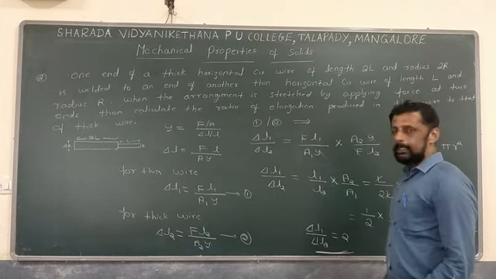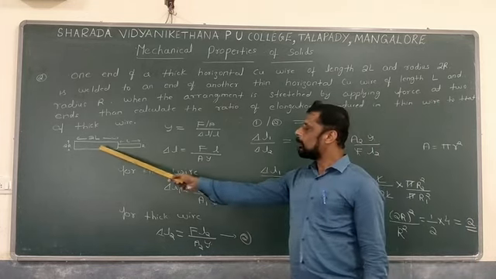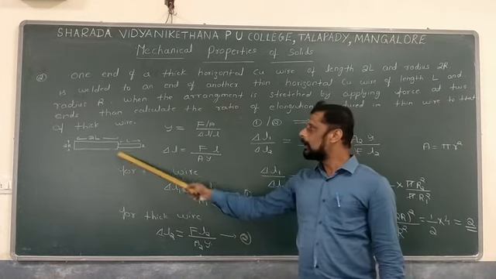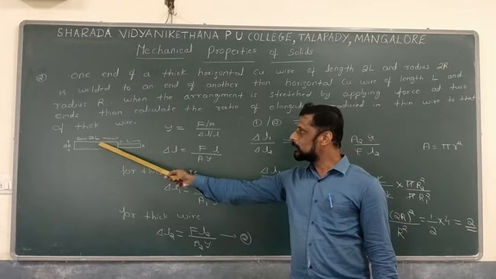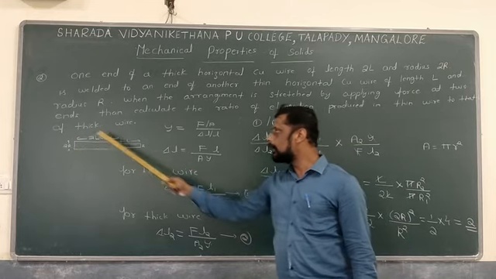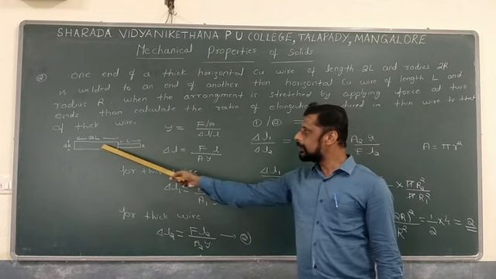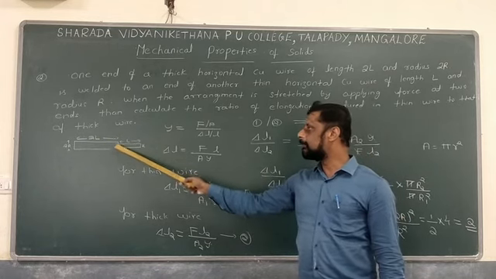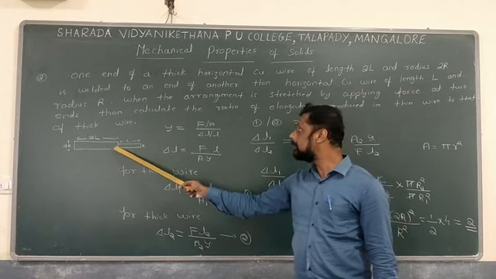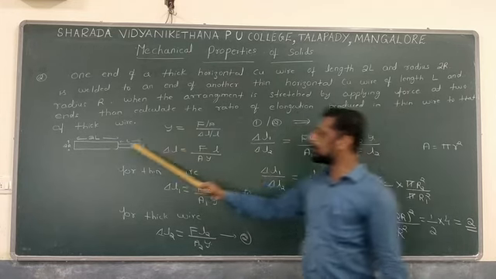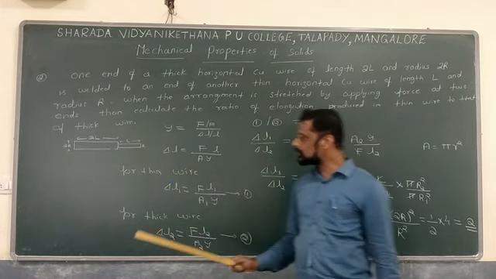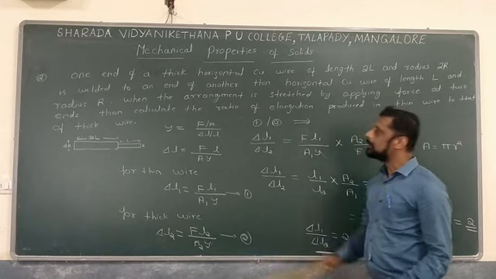So here I will repeat once again. There are two wires, both made from the same material. One wire has the length 2L and the radius 2R, while the other wire has the length L and the radius R. These two wires are joined, then force is applied at the two ends. You are asked to calculate the ratio of elongation.